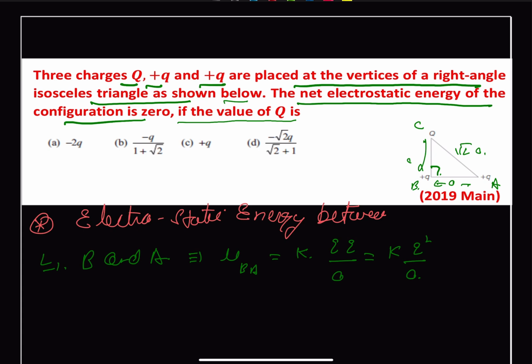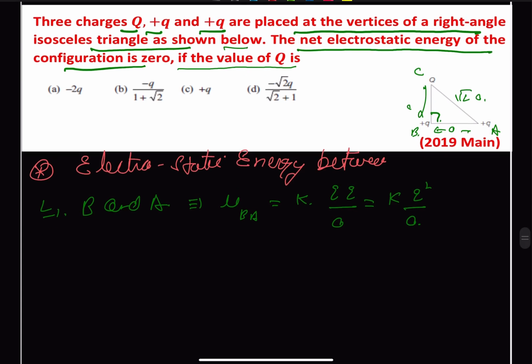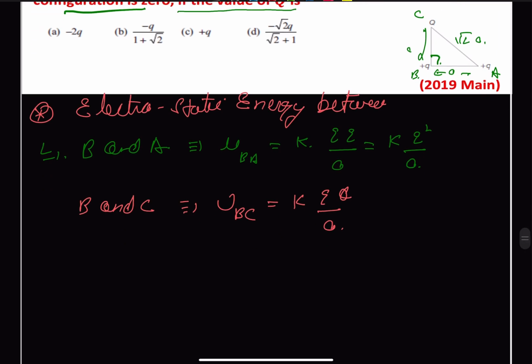Next is the energy between B and C, let us call this UBC, which will be K. Charge is Q and capital Q, distance is A. And finally, we can find out between C and A.